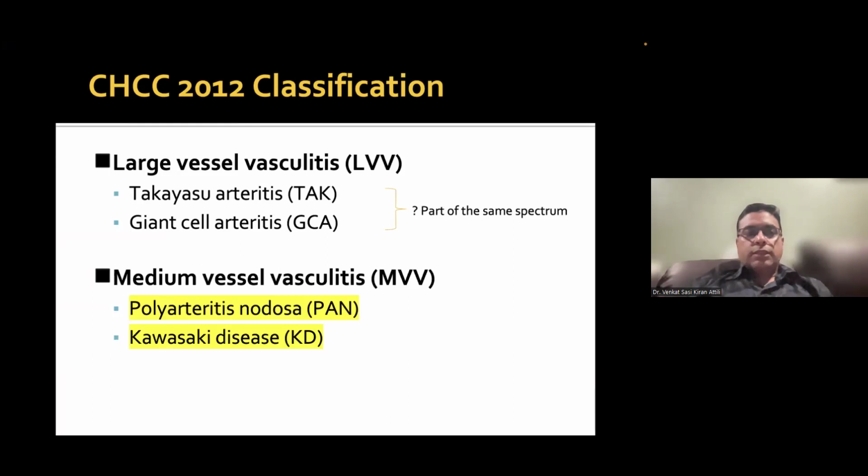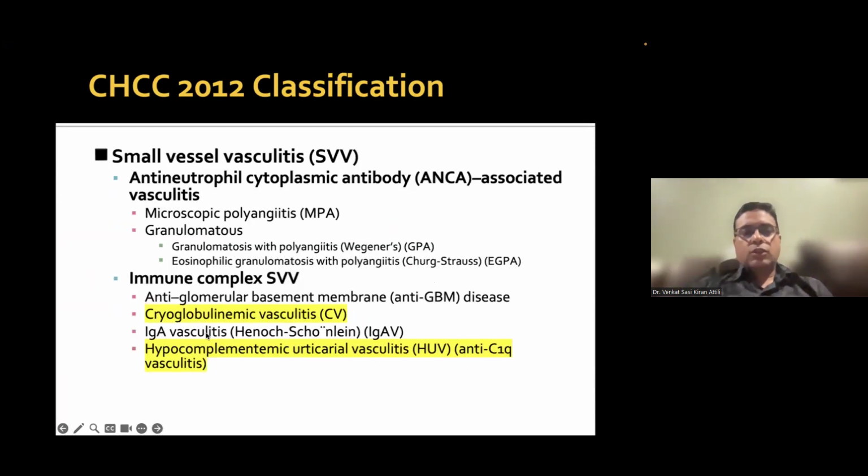So the Chapel Hill consensus classification of 2012 is still valid. You've got large vessel vasculitis, and some believe Takayasu and giant cell are part of the same spectrum. We don't see those in the skin. So the ones highlighted in yellow are the ones that we see in the skin. So we see polyarteritis and Kawasaki, which are medium vessel vasculitis. Of the small vessel vasculitis, we have the ANCA-associated vasculitis. Again, they're very rare in the skin, though we do see them very rarely.